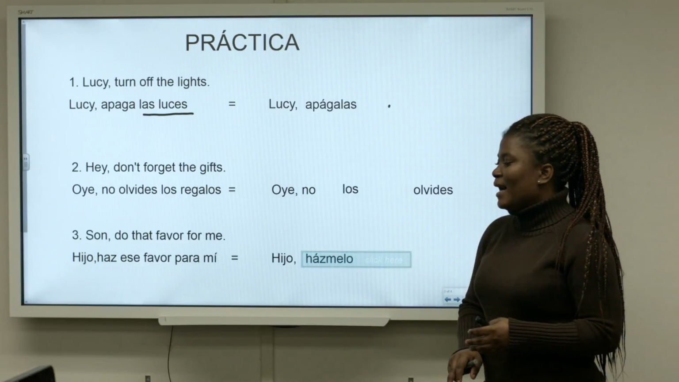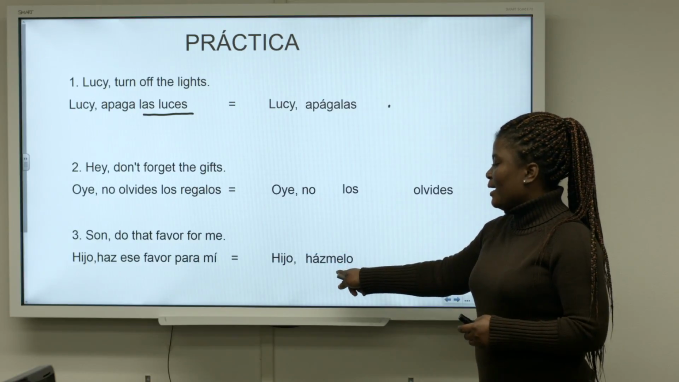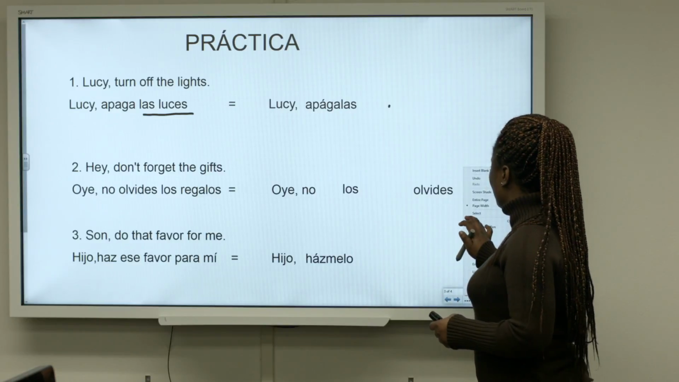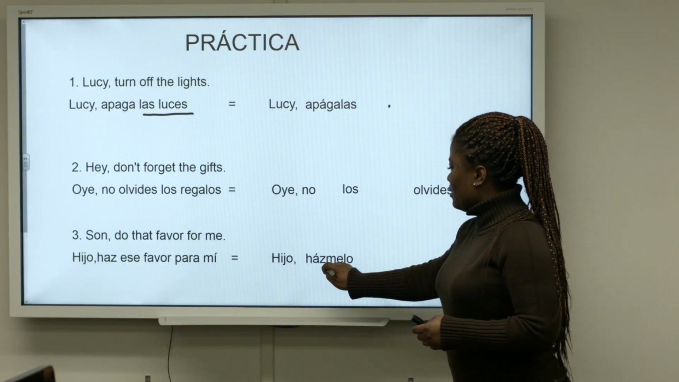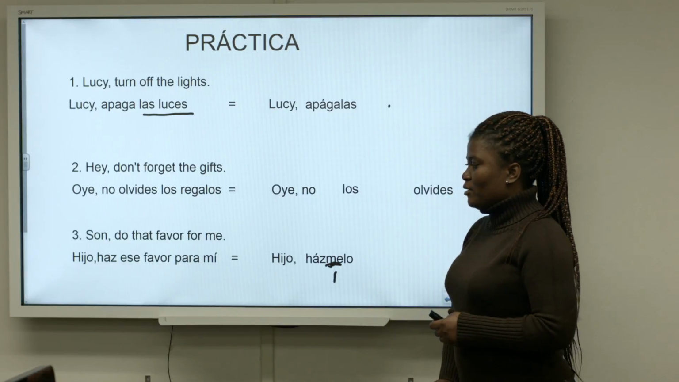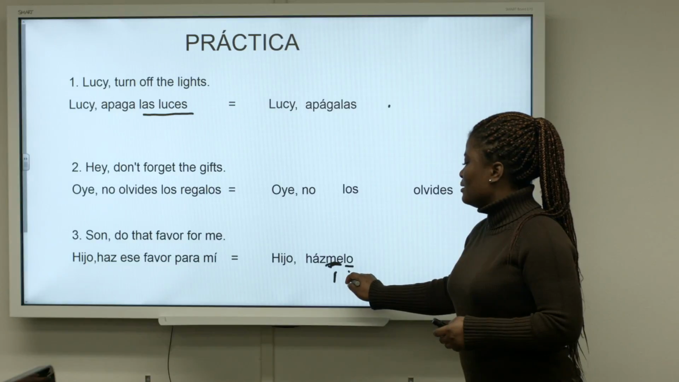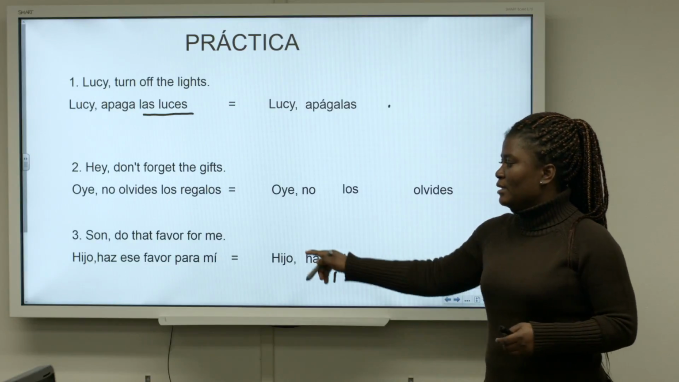Hijo, hazmelo. Hazmelo. So I do. Me, which is an indirect object pronoun, and then lo, which is a direct object pronoun, that favor.